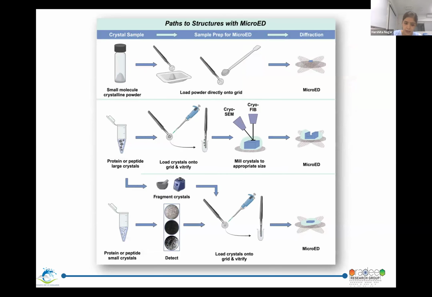Now, the crucial step is the sample preparation technique in the case of cryo-EM. There are multiple ways in which we can prepare the sample. Like the first one, just take the crystals, load them onto the TEM grid and collect the data. Another way, if the crystals are already in a vial inside the solvent, we can use a pipette to make them small and then drop cast onto the TEM grid. Or you can grind them in a mortar and pestle or crush them between glass slides. So there are multiple ways.